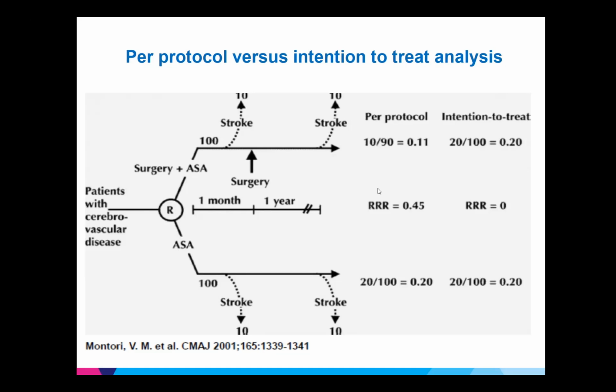Yeah, okay, so on the per protocol analysis, for the final analysis, I removed all the patients that did not follow the protocol. So for example, the number that I have on the lower denominator, it's only 90. In comparison with the intention to treat analysis, I did not remove any patients. I kept all of them, even if they do not follow the protocol. So I still have 100 over here.